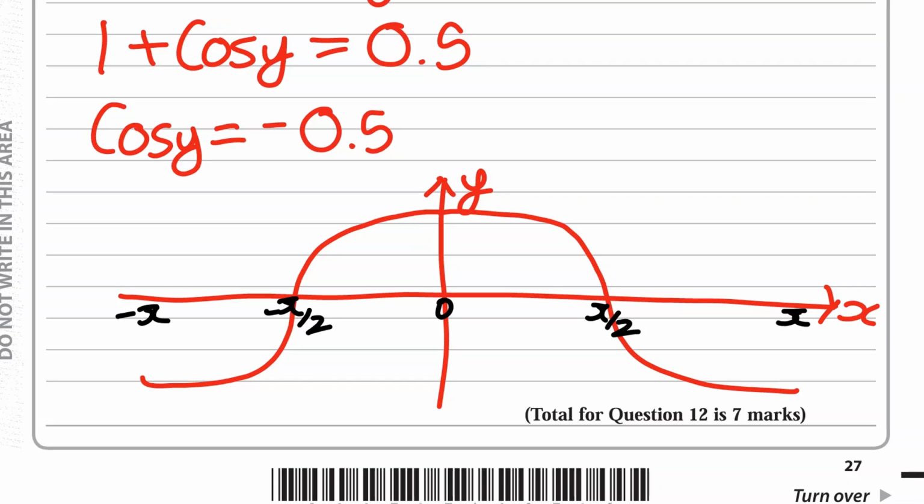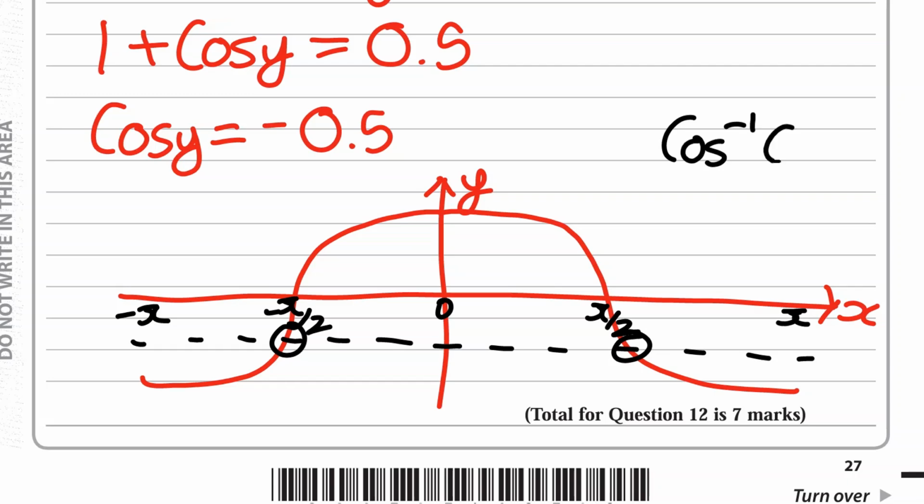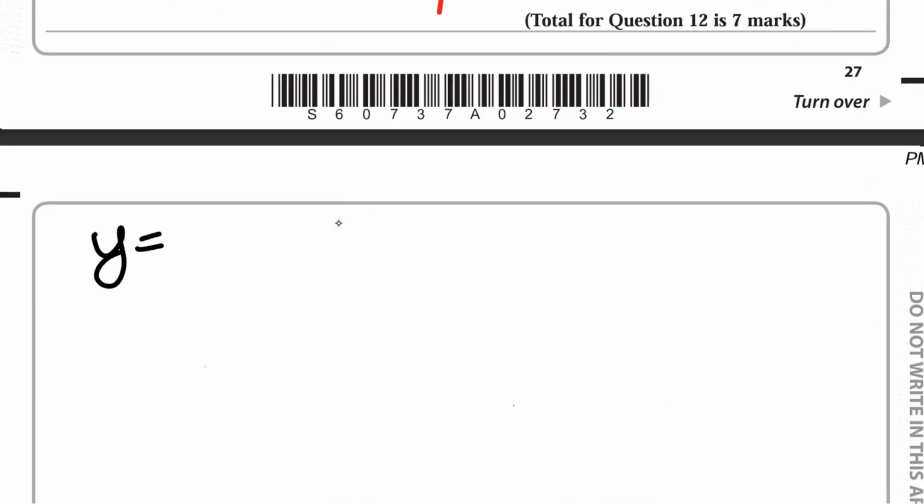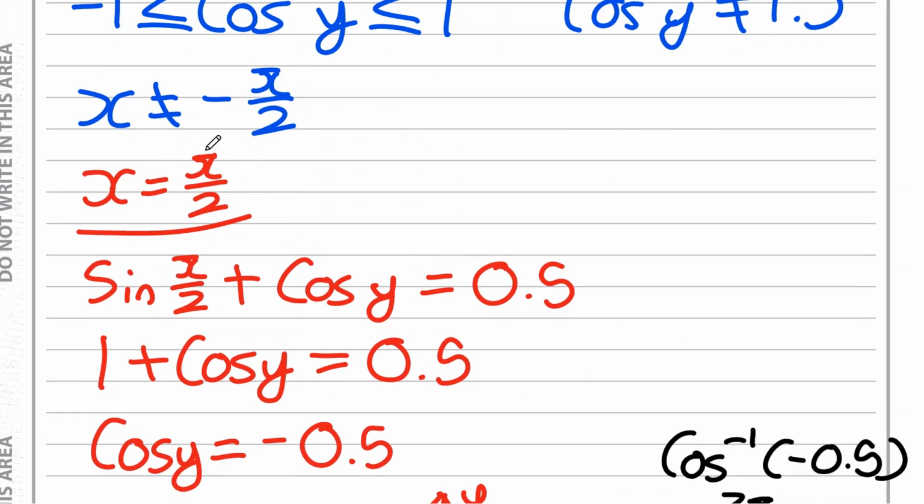And if we say that minus 0.5 is about here, we can see that in this interval there are two solutions here. If you take the inverse cos of minus 0.5, you put it into your calculator, it's equal to 2 pi over 3. And this is this solution here, this 2 pi over 3. Remember, cos is symmetrical around the y-axis, so this here is going to be minus 2 pi over 3. So there are two possible values for y here. Either y is equal to 2 pi over 3 or it's equal to minus 2 pi over 3, and both of these are for when x is equal to pi over 2.